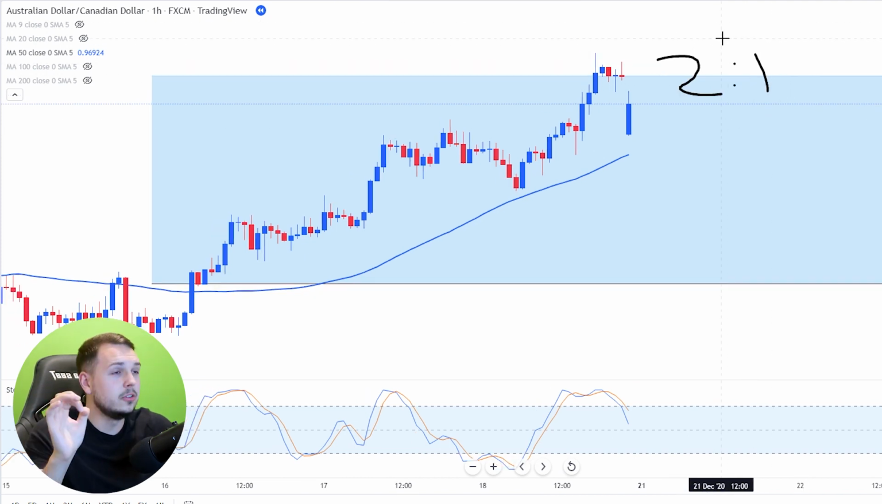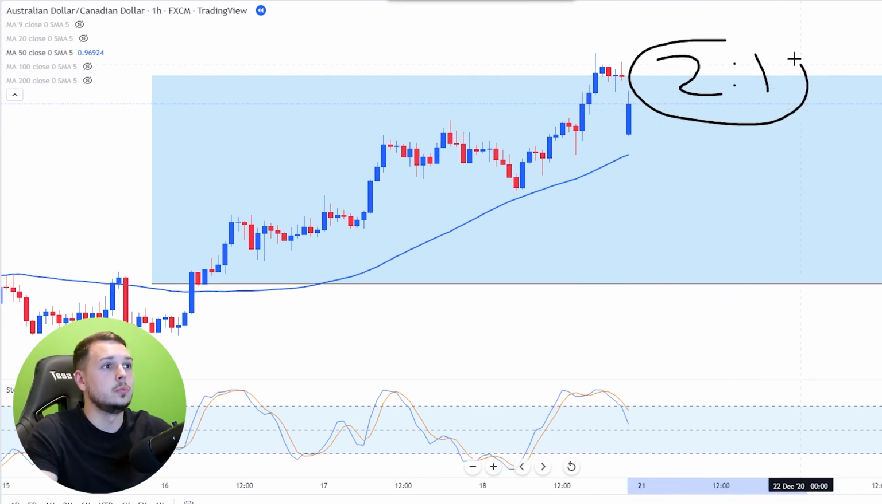Ideally, we want to be closing off our position after we reach 2-to-1 risk to reward, 120 pip profit, 60 pip stop loss. We move stop loss to entry for risk-free trading. It's a beautiful trade towards the upside.